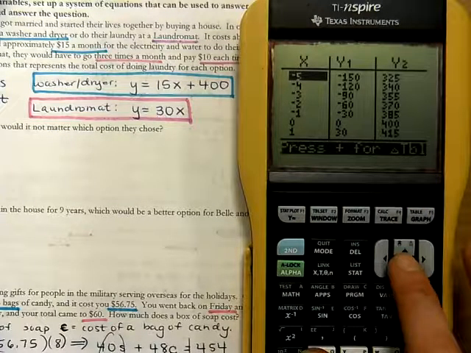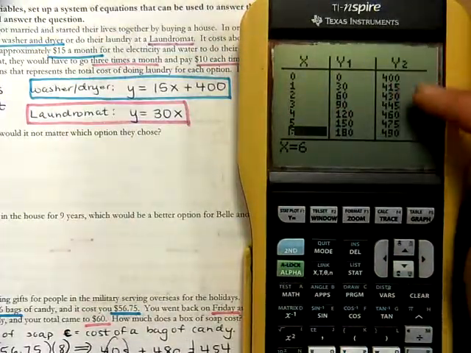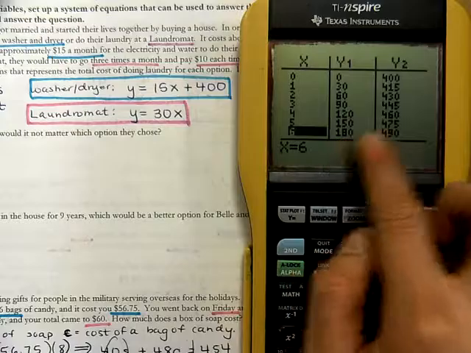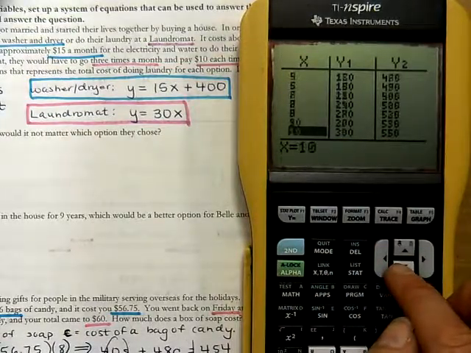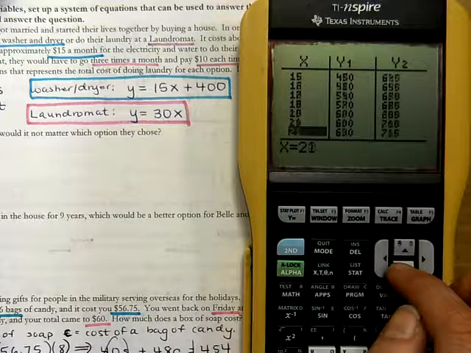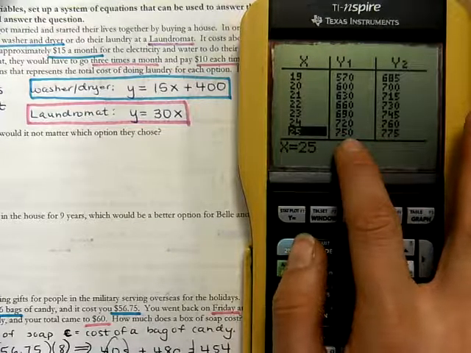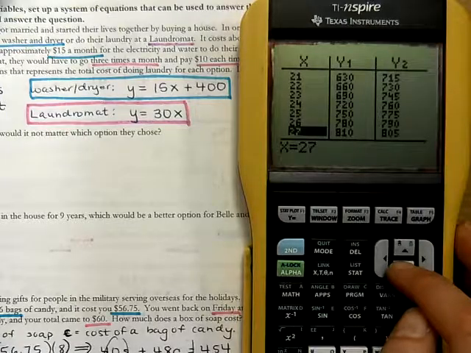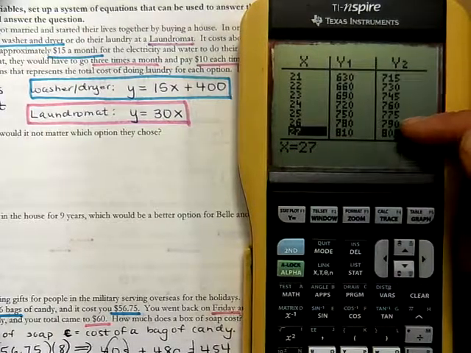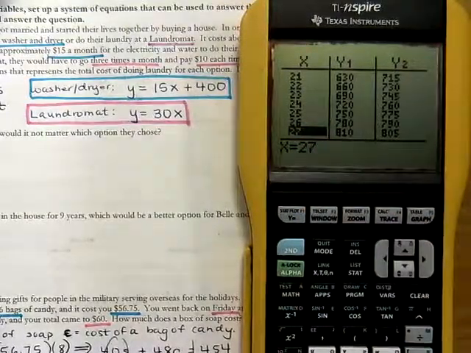Table first. Negative months don't make sense, so let's go down, starting at 0. See, initially it costs more to do the laundromat. These start getting closer and closer, but it's still definitely cheaper to do the laundromat right now versus buy a washer and dryer. So if we keep going down, they start to get closer and closer. Still more expensive to buy a washer and dryer, but now we're getting real close. So we see somewhere between 26 and 27 months, it changes to be cheaper or a better deal to have a washer and dryer.